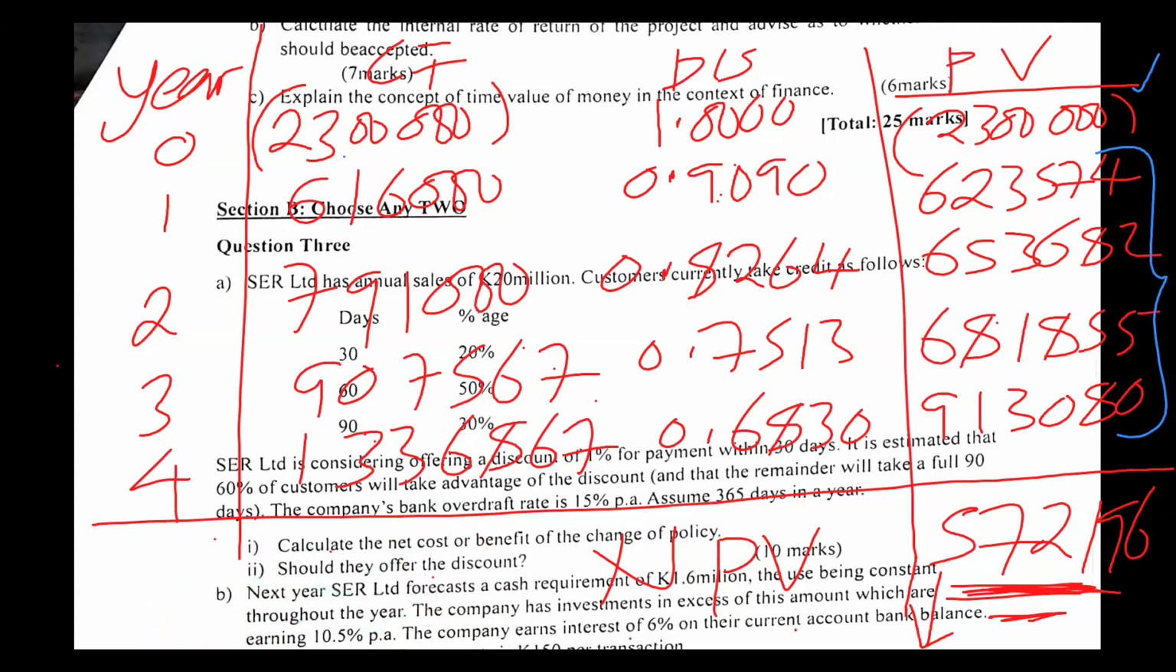And so I said, the IRR, internal rate of return, is equal to the lowest rate of return that gives you the positive NPV, plus the NPV that is positive divided by the NPV that is positive plus the one that is negative, and then you multiply by the higher rate of return that gives you a negative NPV, minus the lower rate of return that gives you a positive NPV.